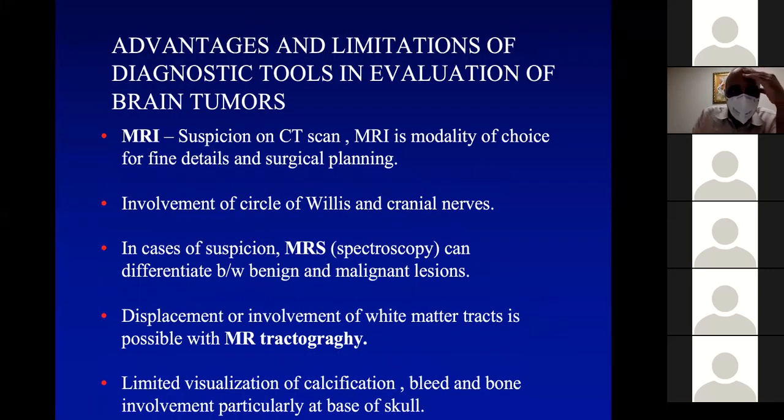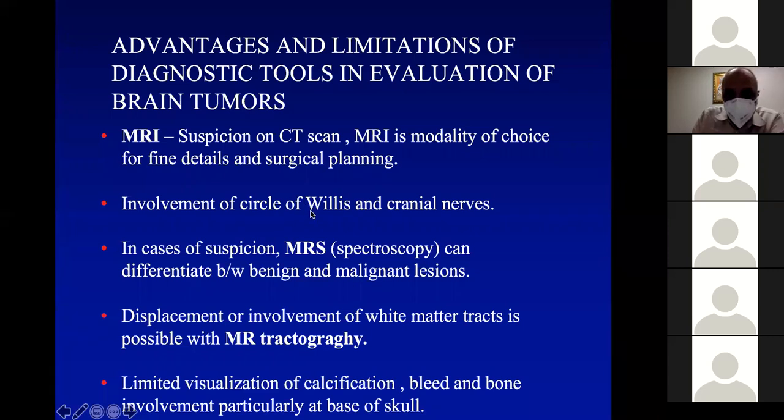Advantages and limitations of MRI in brain tumors. MRI is usually done following CT. Once the CT has confirmed, or if there is a suspicion on CT, MRI is performed. It is the modality of choice. Why? Because it gives fine detail and again helps for surgical planning.